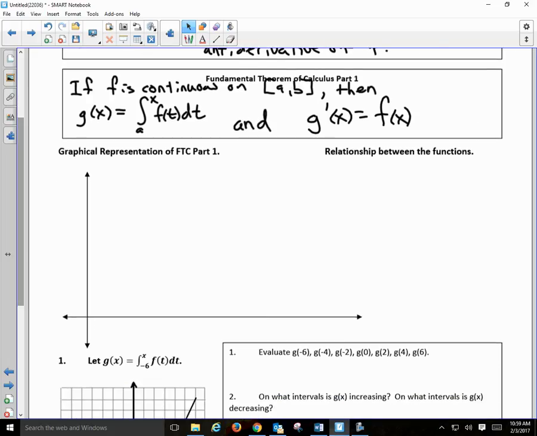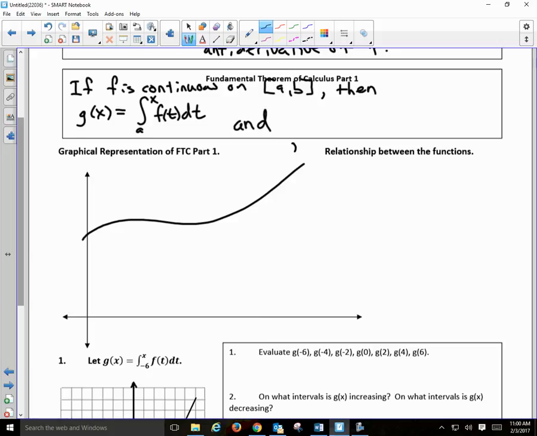Part 1 says if f is continuous on [a, b]. What does it mean that f is continuous on [a, b]? What's f? What do you think f is? Rhymes with unction. It's a function. There you go, so we got f. Continuous on [a, b]. What's [a, b]? That's your interval.